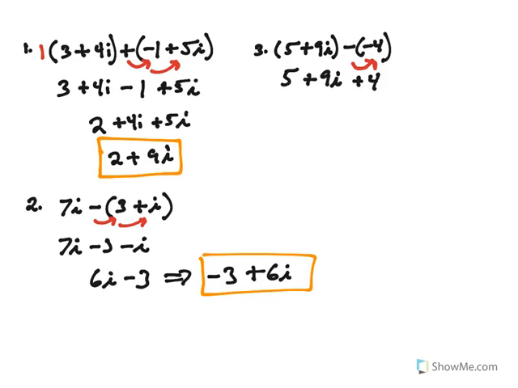Okay, we can rewrite 5 plus 9i without the parentheses because there's a positive 1 outside it. And then we just combine like terms. 5 plus 4 is 9 plus 9i, and that's already in standard form. Okay, let's do another one.